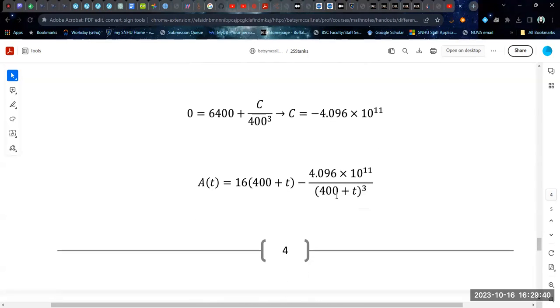Now, again, think about the scaling here. 400 plus t cubed is already going to be a big number. So in order to have some sort of effect on this linear process, you're still going to have a fairly large number that can cancel out whatever 400 and change cubed is going to be.